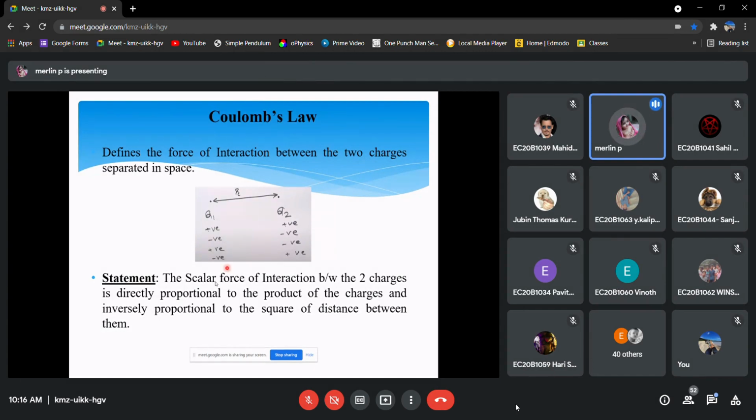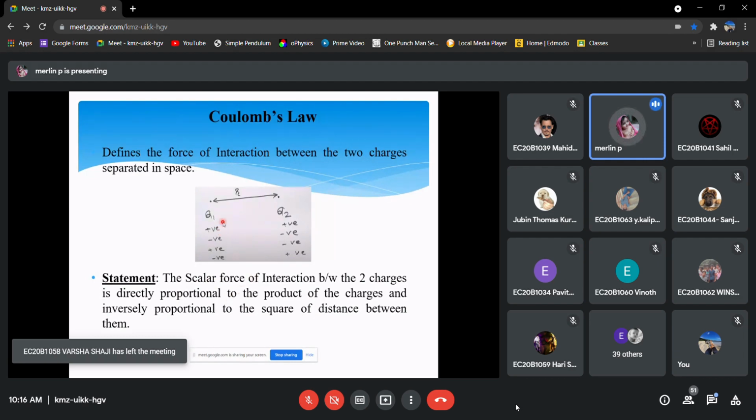Scalar force means we take only the magnitude and not the direction. Vector force means we take the direction along with it, for example whether the force is directed from 1 to 2 or from 2 to 1. Scalar means only the value of force, while vector means this amount of force in a particular direction.